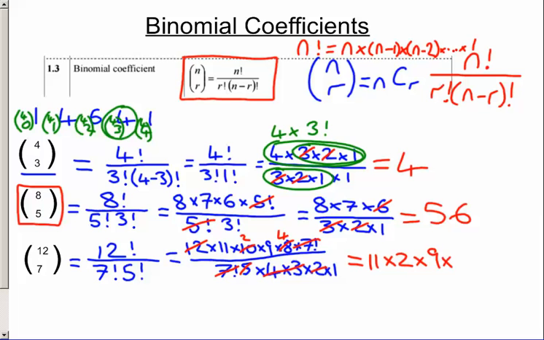That's a bit of a big sum to do, but we can do that. 11 times 9, let's do that first, is 99. Times 99 by 4, that's going to be 396, and times that by 2, we get 792 as the value of (12, 7). So this is how we can manually work out the elements of Pascal's triangle, using the binomial coefficient.